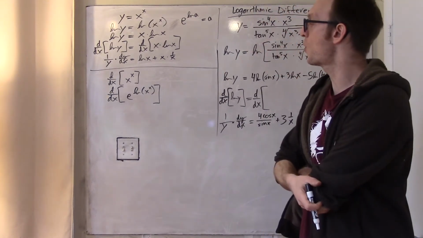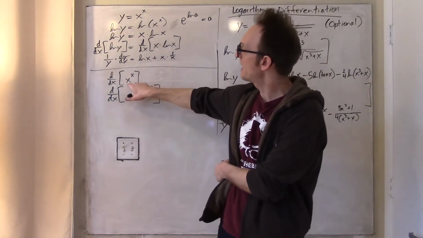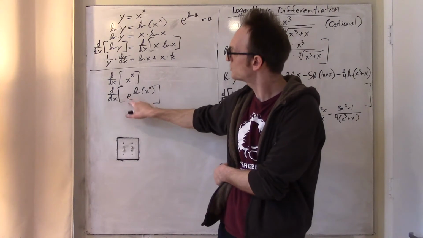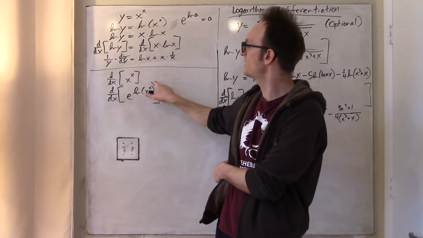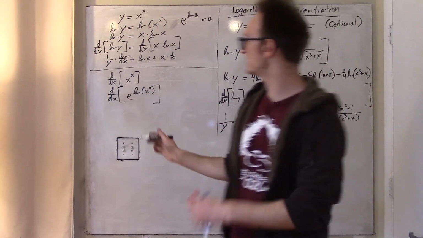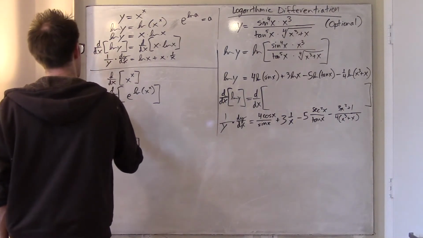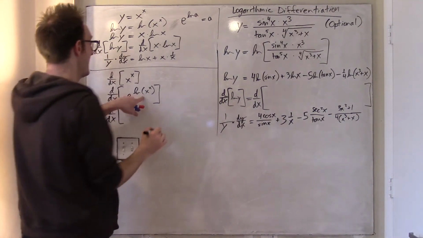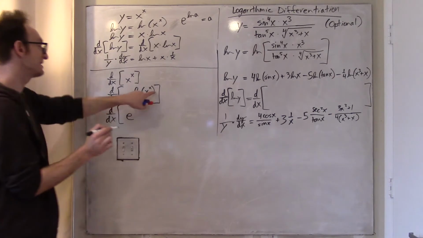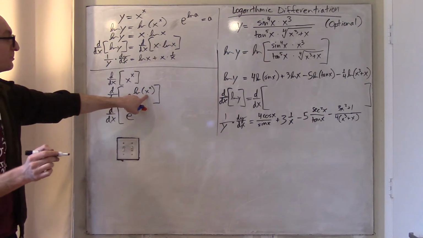Okay, so I replace x to the x with e to the natural log of x to the x. Why would I do such a strange thing? Well, because now I can, inside the exponent of the e, apply a log rule.